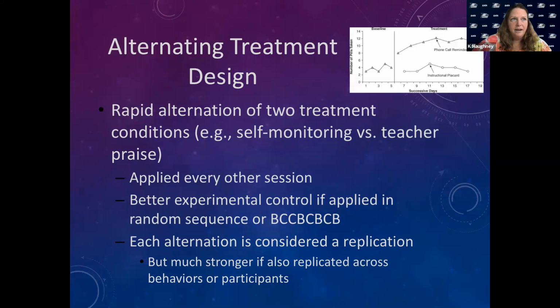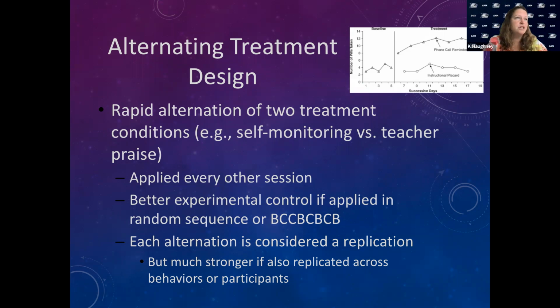Alternating treatment design is another really interesting one that you might want to explore with a student. It's the rapid alternation of two treatment conditions. You establish a baseline, and then you have two conditions that you go back and forth between, and you check out what's happening between those two. For example, self-monitoring versus teacher praise. What's happening between those two?